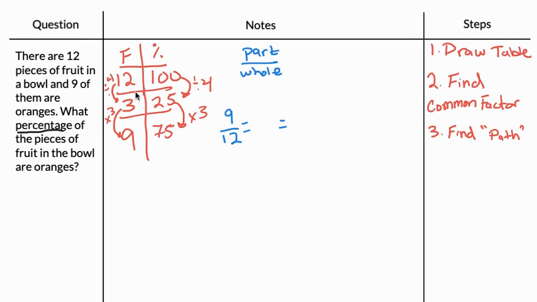So just like the first way that we did this, there's going to be an in-between step here because we know we can't get directly from 12 to 100. And the reason we're trying to get from 12 to 100 is because we're trying to find the percent. Percent means per 100. So if we find this number right here, that's going to give us our answer.